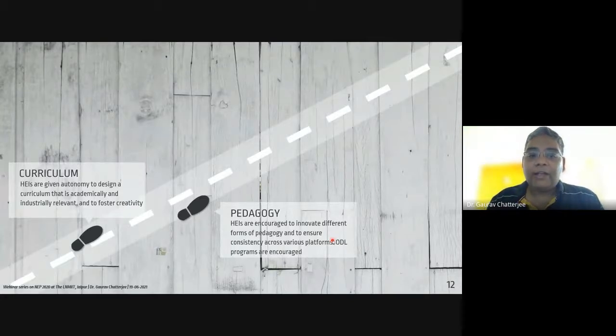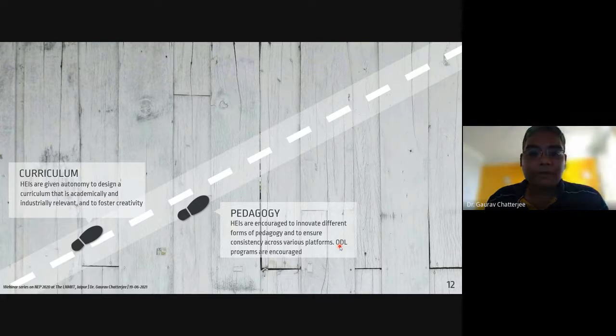The HEIs are encouraged to innovate different forms of pedagogy and to ensure consistency across various platforms of online distance learning. In fact, the policy says that we should encourage ODL programs. ODL is online distance learning programs. So especially with the pandemic situation, this point got highlighted, and a lot of institutions have already moved towards this.